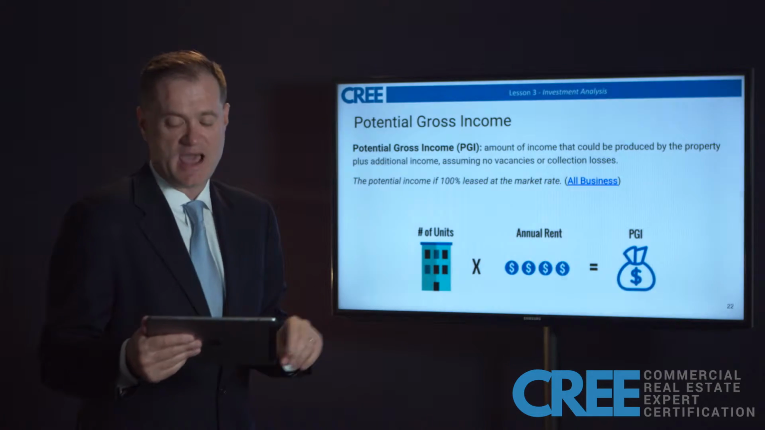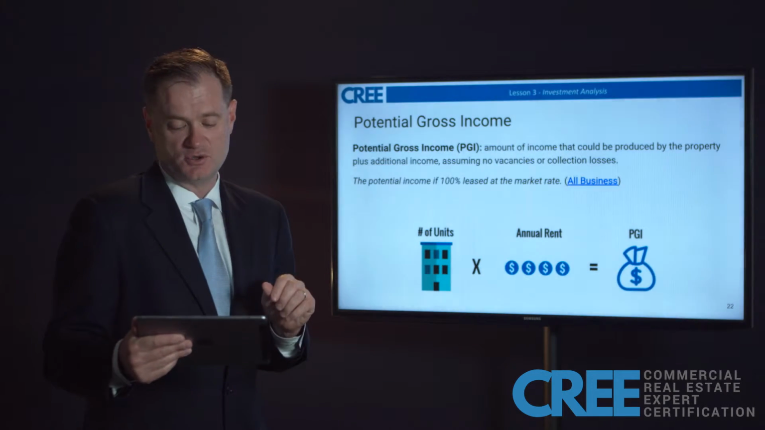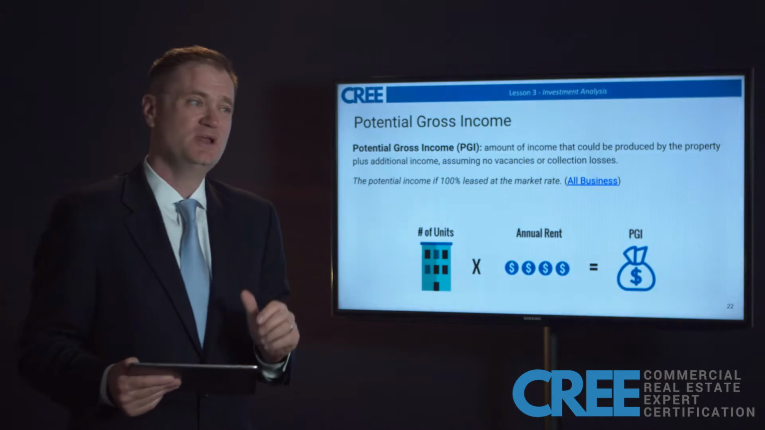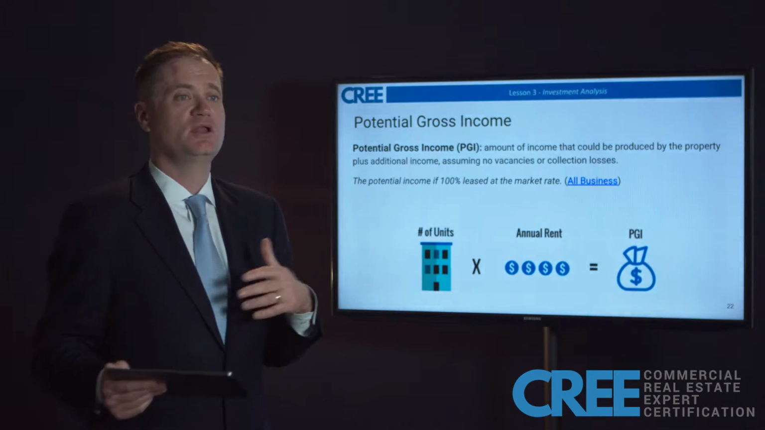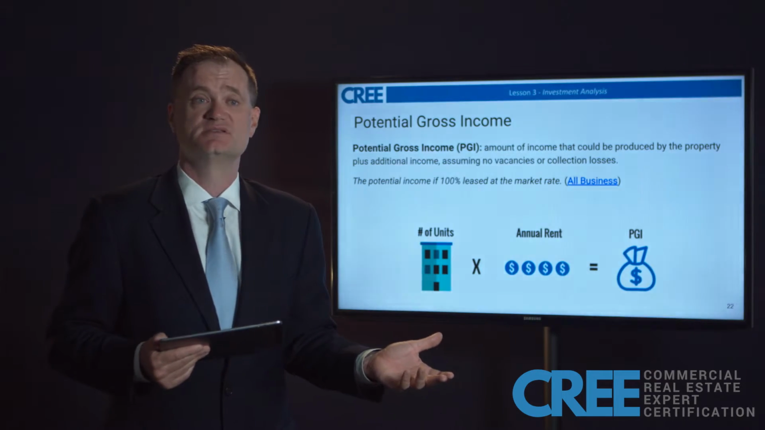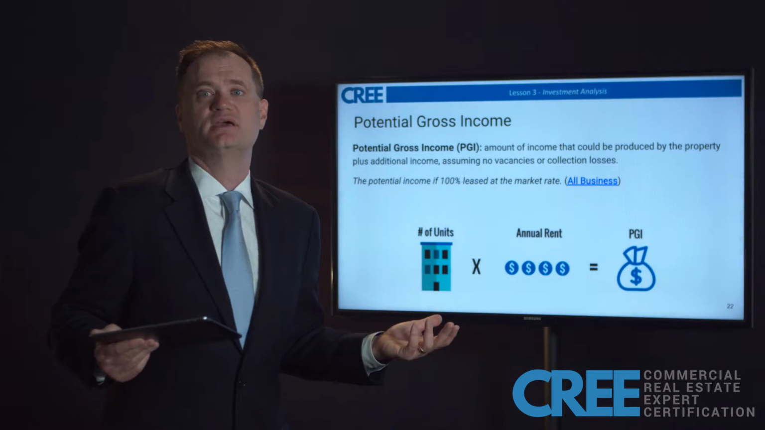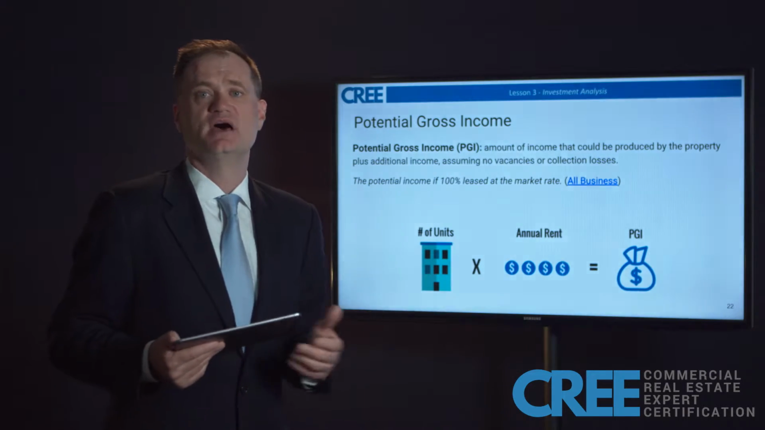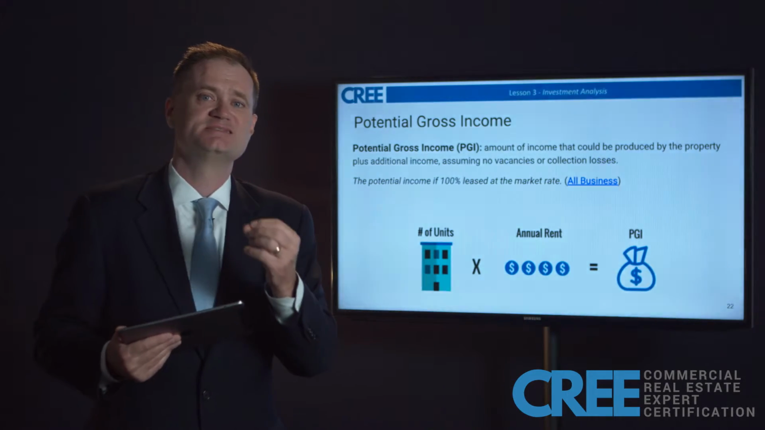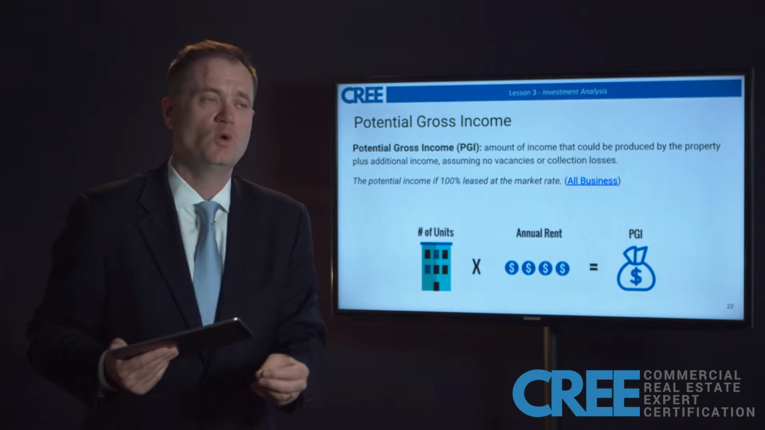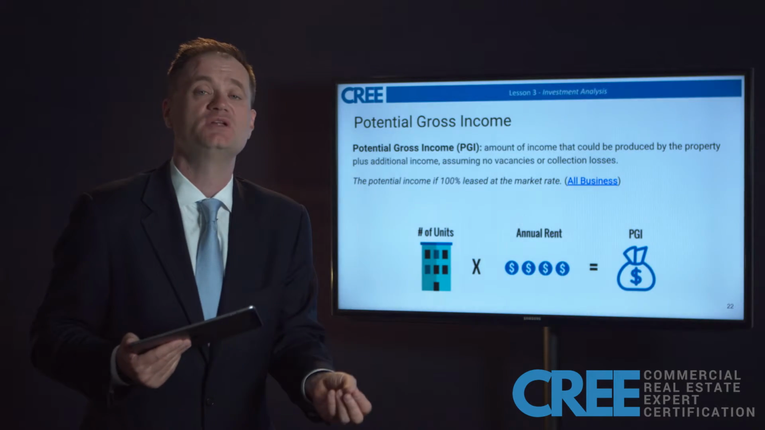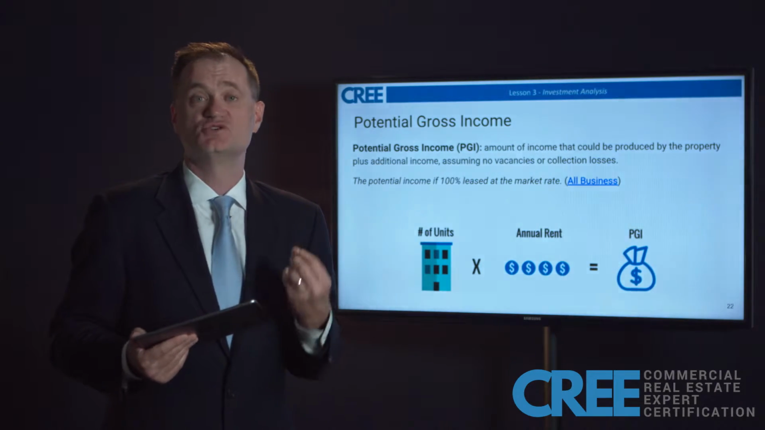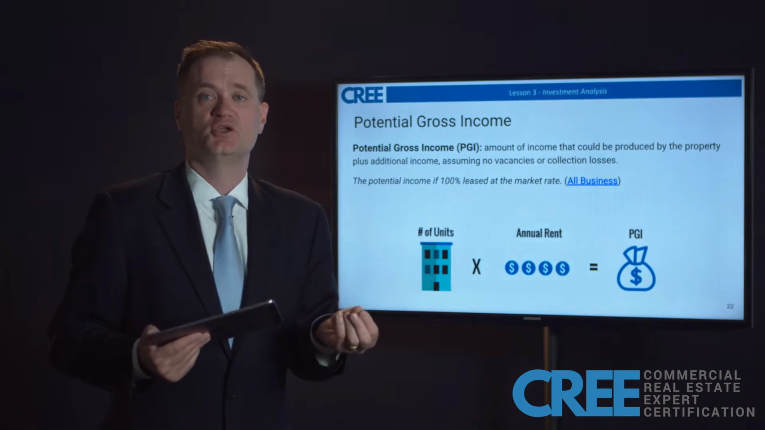PGI is the amount of income that could be produced on the property if it's fully occupied. So a lot of people will look at a property or analyze a retail building, and it's got 2 tenants and it's half vacant. Well, what do I put in? Do I just put in one of the 2 tenants? Well, no. PGI is the potential gross income. What could it be rented for if I'm fully occupied? That's how we value the property, is we assume that it's fully occupied.